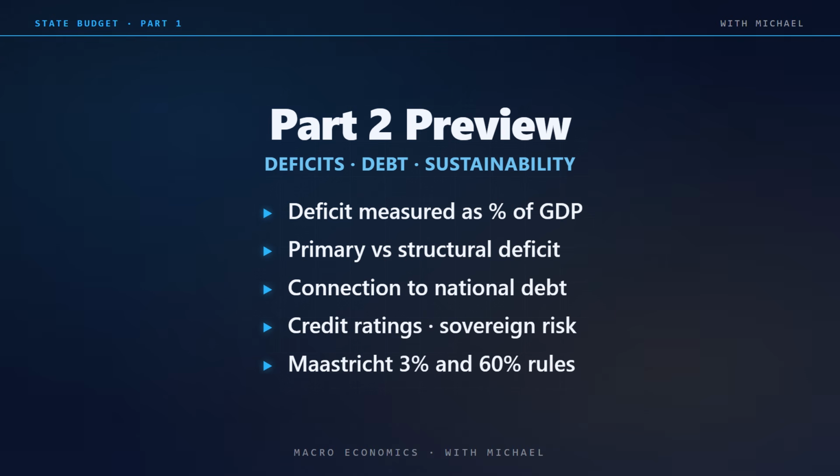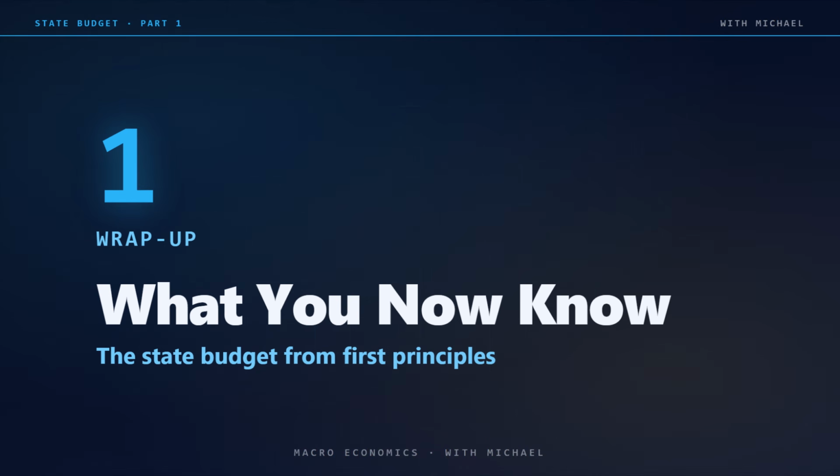We will examine credit ratings and what they tell us about a government's ability to service its debt. And we will see why the Maastricht criteria, the European Union's fiscal rules, chose 3% of GDP as the limit for deficits and 60% of GDP as the limit for debt. These are not arbitrary numbers. They reflect the threshold above which fiscal mathematics starts to break down.